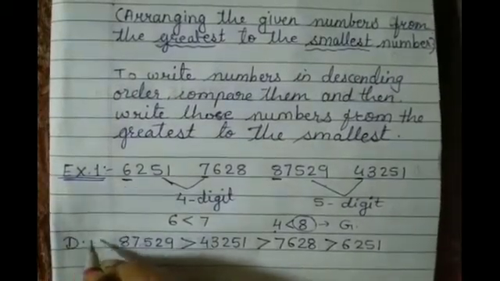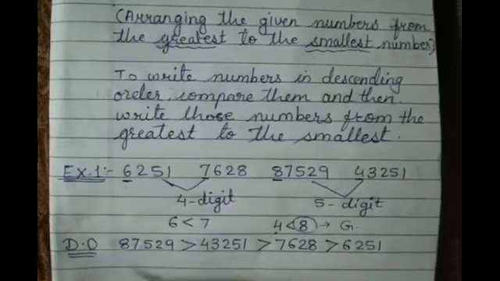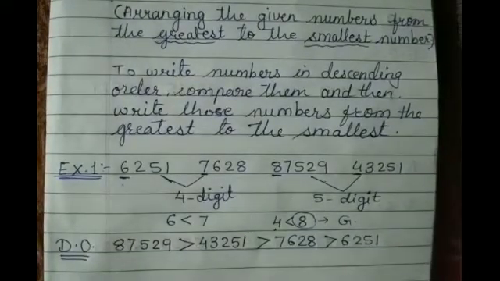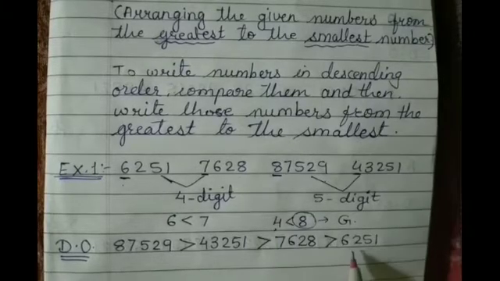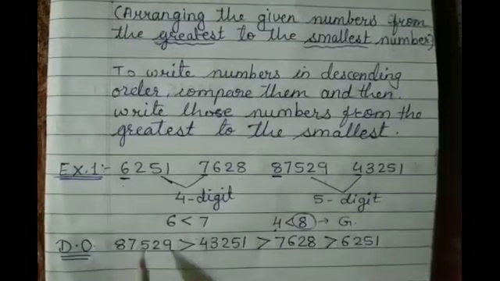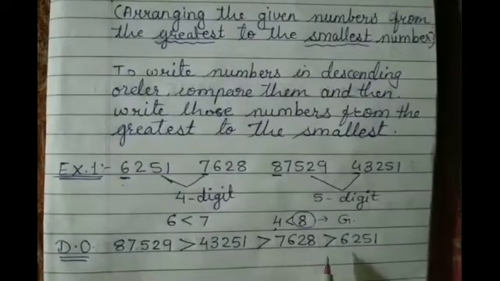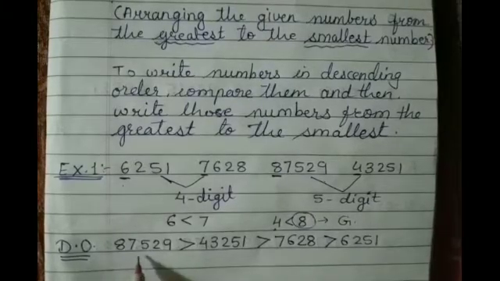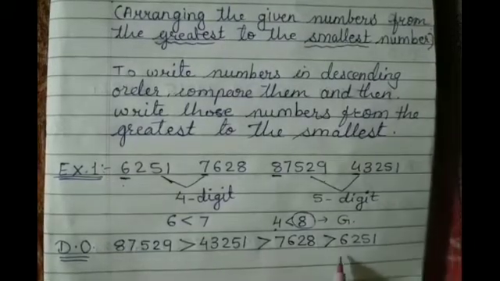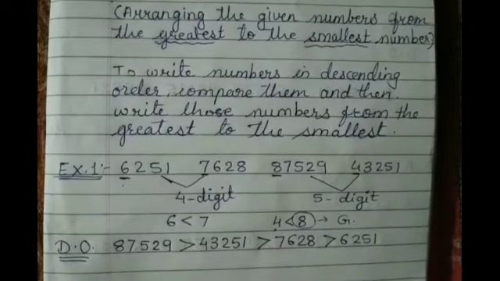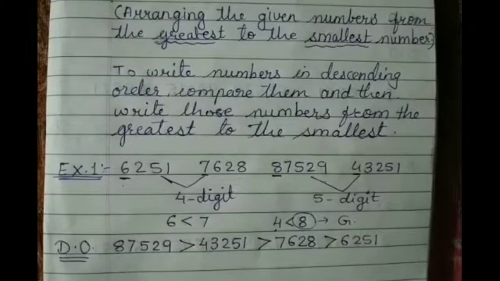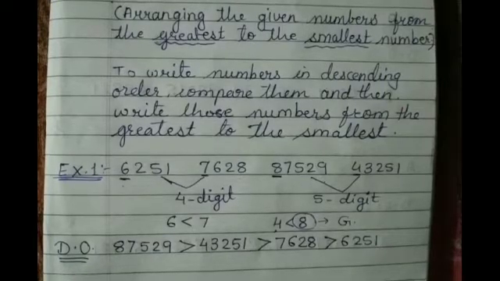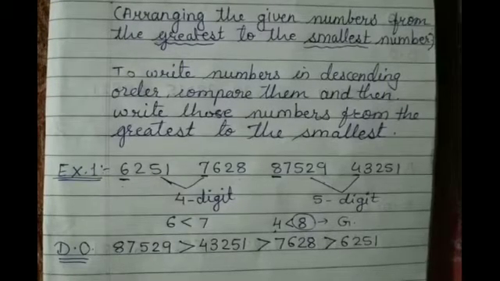You can write down D.O., descending order. It is exactly opposite to that of ascending order. In ascending order, we have the smallest number at the beginning and the greatest number at the end. Here in descending order, we have the greatest number at the beginning and the smallest number at the end. Understand? Now let's check one more example.